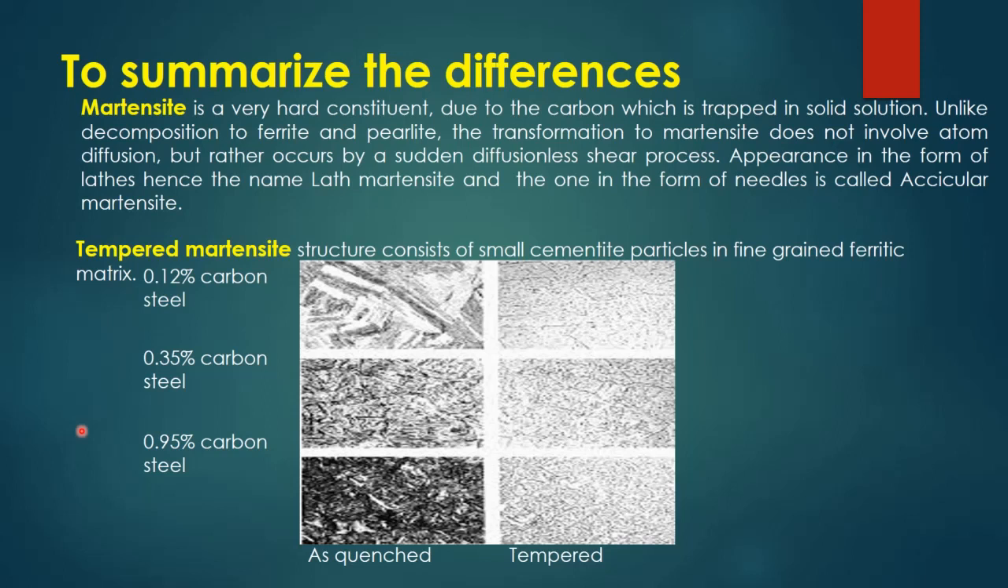Tempered martensite consists of fine precipitated carbides. You can see precipitated carbides on a matrix of ferrite. The desired hardness is acquired by varying the time of tempering and the temperature of tempering. So this is the as quenched condition of various compositions, and this is the tempered martensite.